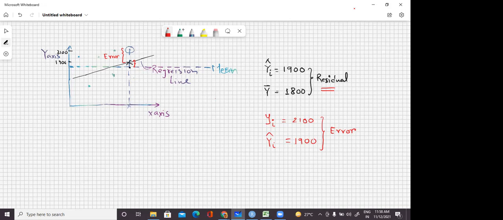Now, if we calculate all the residuals for all these actual data points, and each of the residuals, we square it and sum it, that is the square of the residuals.